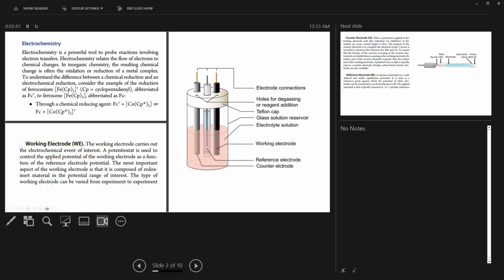So in electrochemistry we have three basic things. The first is the working electrode, the second is the counter electrode, and the third is the reference electrode. We will study about these. The working electrode is the very important one among these three. Actually, the whole reaction takes place at the working electrode, and it provides the required electrons to the species for the reactions we will study later on.